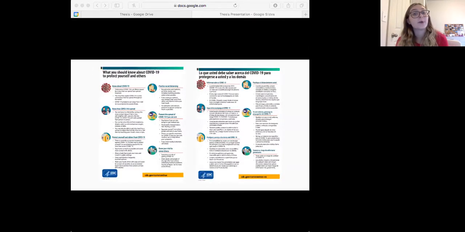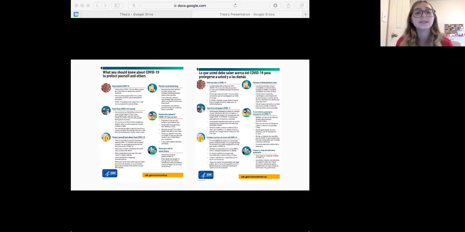And here's an example of a resource from the CDC, again, showing the English and Spanish version. For my project, I collected documents throughout fall term, from September to December of 2020. So my project only includes documents published before 2021. At the time of this study, there were 29 English documents with 25 Spanish translations on the Oregon Health Authority website, and 57 English documents with 28 Spanish translations on the CDC website.